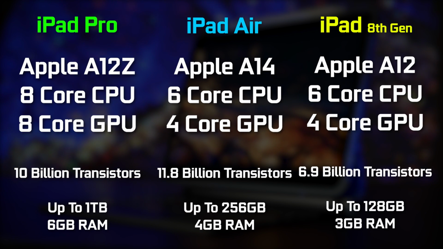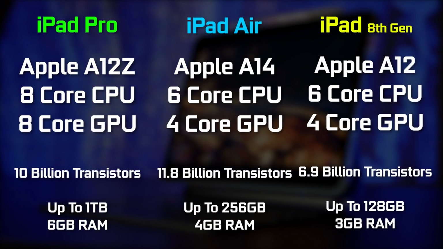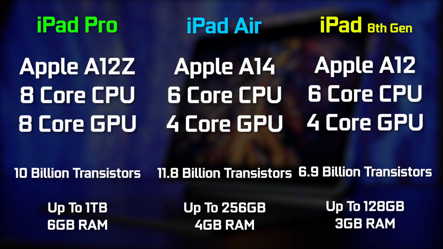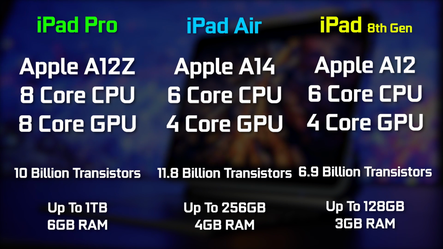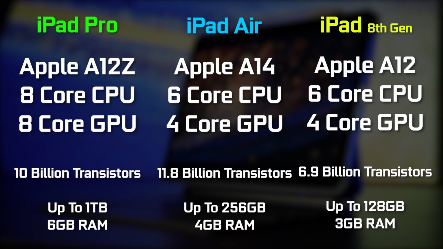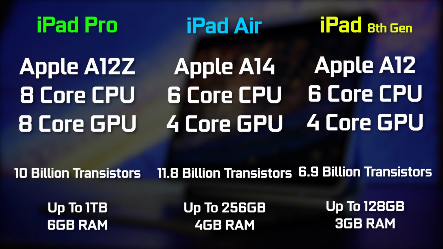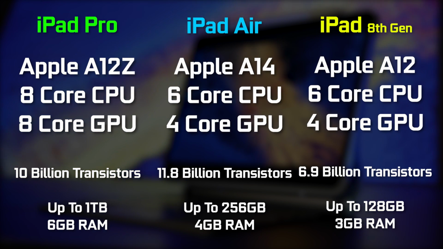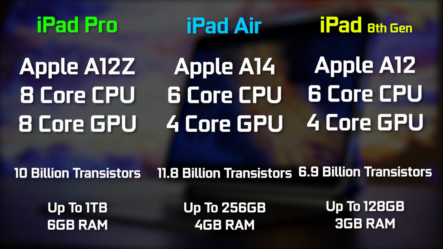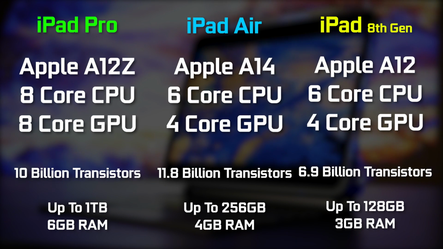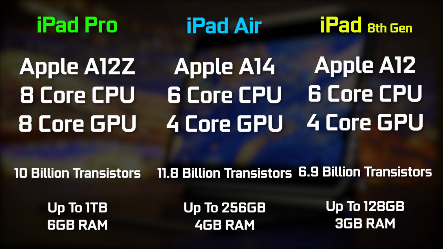Furthermore, in terms of storage and memory configuration, obviously the Pro will have the greatest variety. You can get up to 1 terabyte of long-term storage, as well as 6 gigabytes of RAM. And on the Air, we're looking at up to 256 gigabytes of long-term storage with 4 gigabytes of RAM, and 128 gigabytes with 3 gigabytes of RAM on the standard iPad.